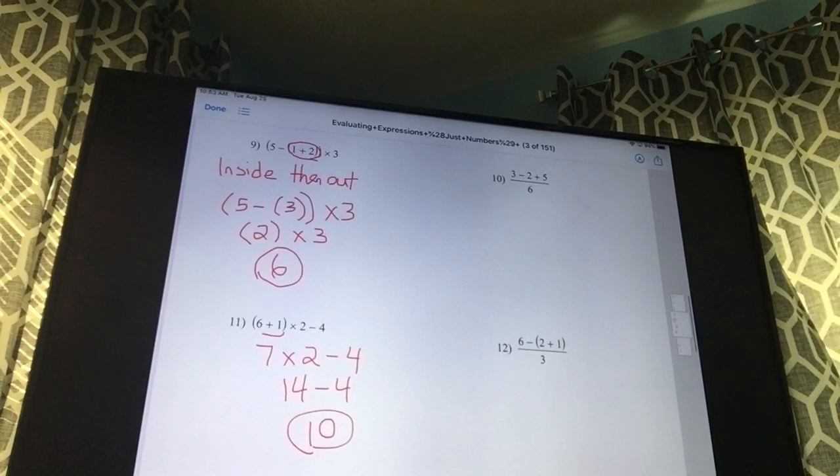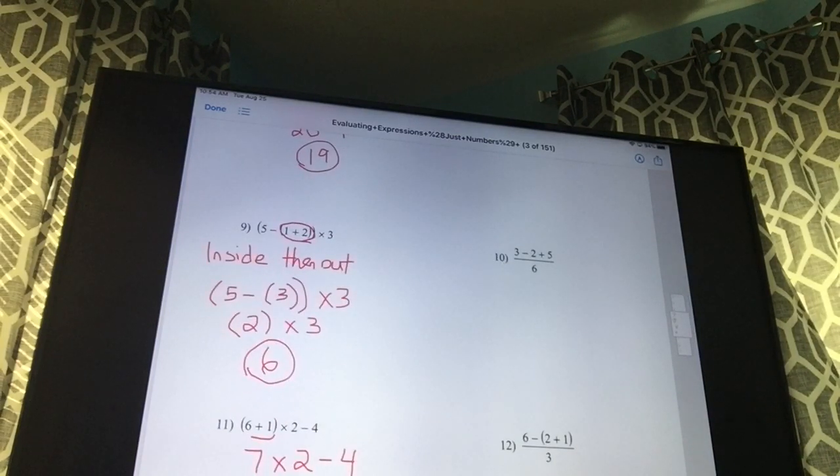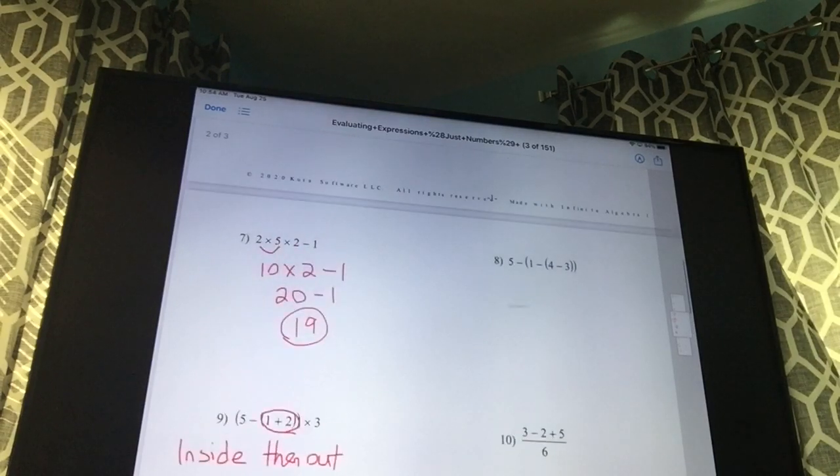12, do the parentheses and figure out the top first, and then you can divide it by 3. 10 is the same way, okay? So do the top stuff first, and then divide it by whatever the bottom number is, because it's a fraction.